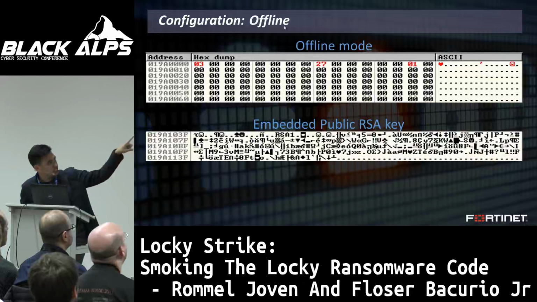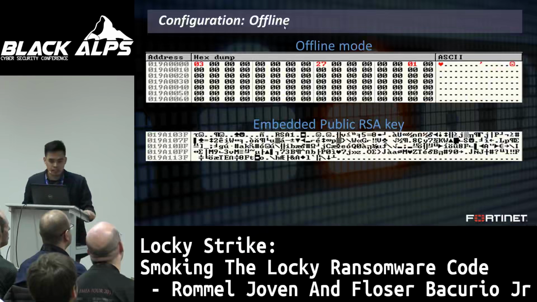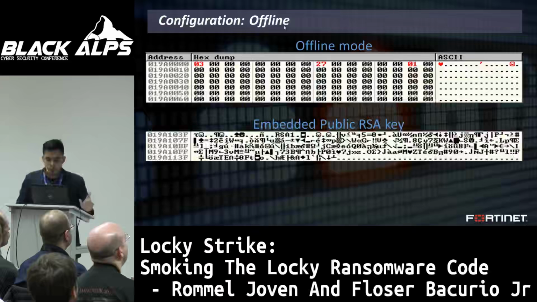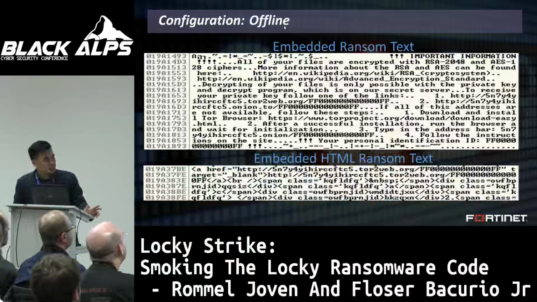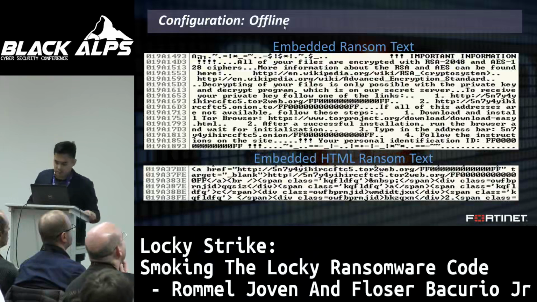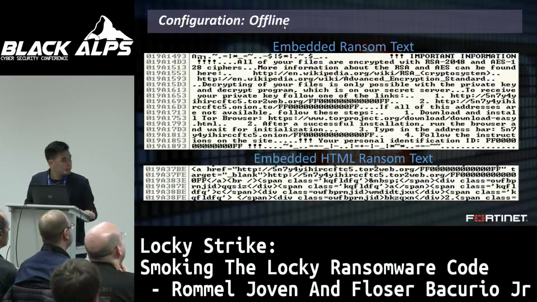What Locky did for the offline mode to successfully encrypt the data is, if you see the address, it's 19800. Just below it in the configuration, it added the embedded public RSA key. One loophole of the offline mode is that in theory, one private or decryption key could decrypt all offline mode Locky with the same embedded public RSA key. It doesn't only include the RSA key, it also includes the embedded ransom text and the embedded HTML ransom note. However, for the offline mode, this only supports the English language.